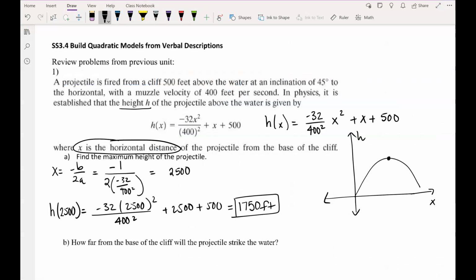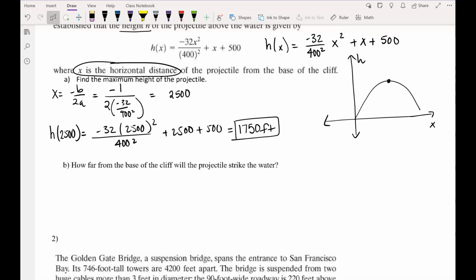So how far from the base of the cliff will the projectile strike water? Now, to strike water means that you're landing on the ground. So again, you can use algebra. Landing on the ground means the height is 0. So you can do negative 32 over 400 squared x squared plus x plus 500, okay?